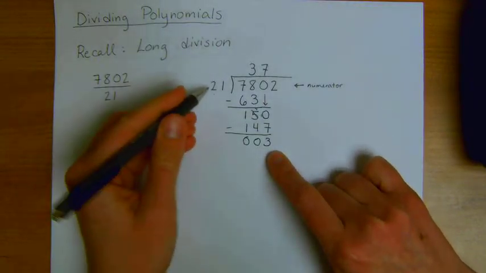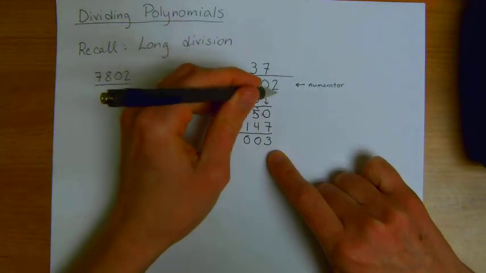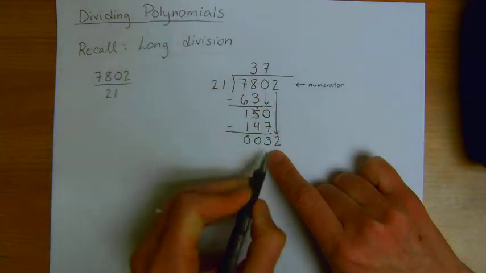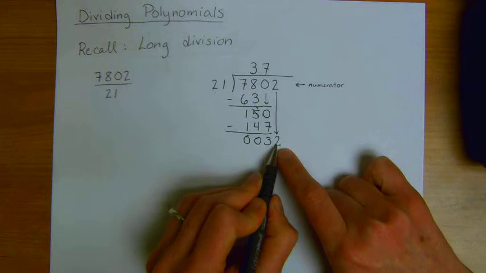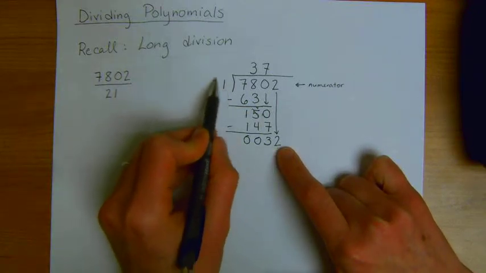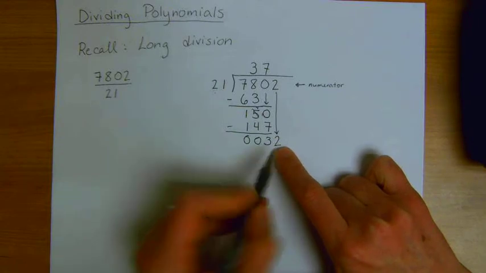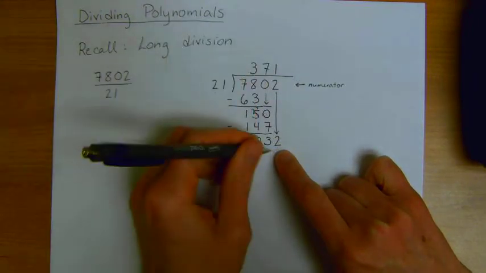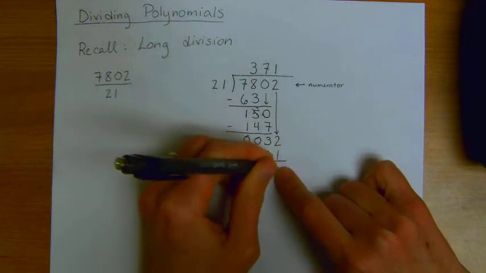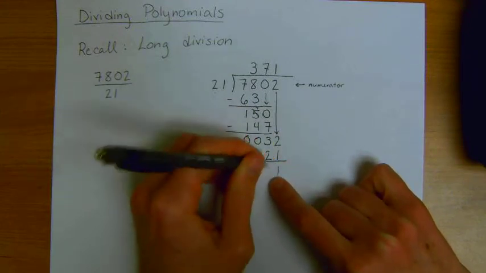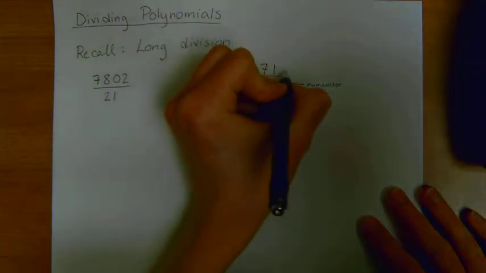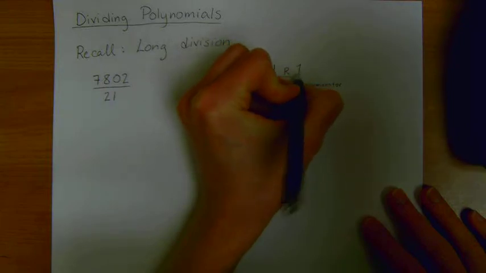And our final step, well, almost final step, I bring down this 2. And now we're looking at 32. This actually is 32, 3 tens and 2 ones. I'm going to say how many times does 21 go into 32? It goes in 1 time. I'm left with 21. 32 minus 21 is 11. And so maybe in elementary school you typically wrote this as remainder 11.